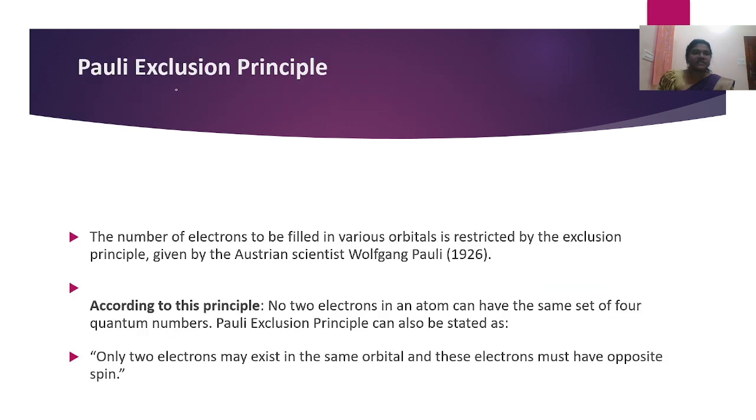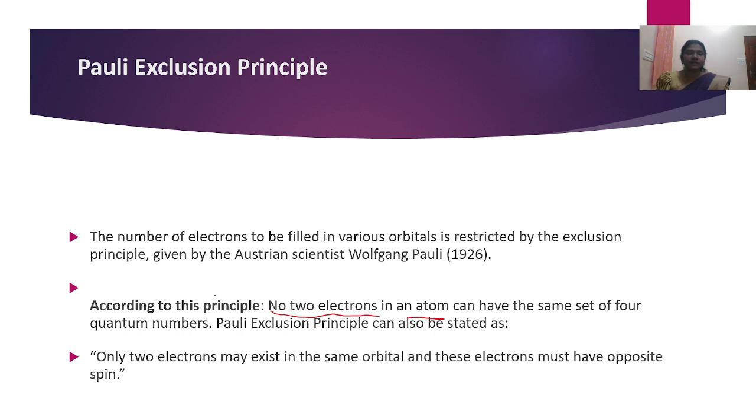Next principle is Pauli's exclusion principle. The number of electrons to be filled in various orbitals is restricted by the exclusion principle given by the Austrian scientist Wolfgang Pauli in the year 1926. According to this principle, no two electrons in an atom can have the same set of four quantum numbers. Pauli's exclusion principle can also be stated as only two electrons may exist in the same orbital and these electrons must have opposite spin.